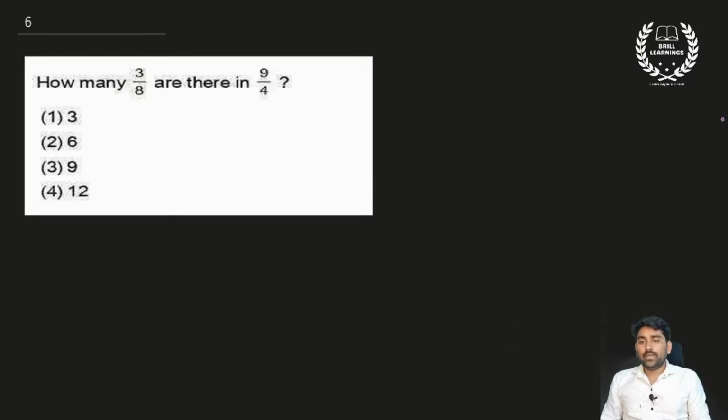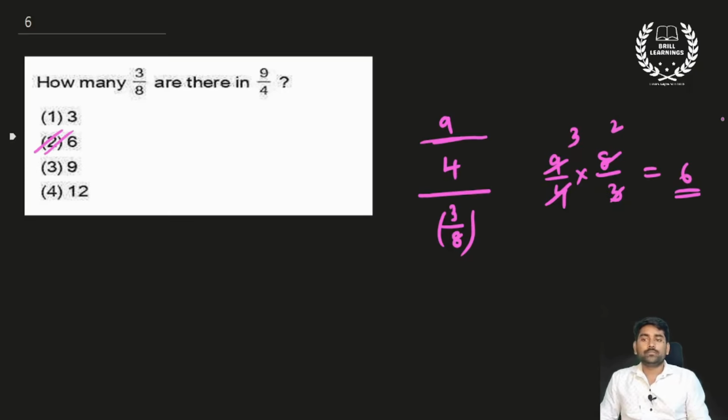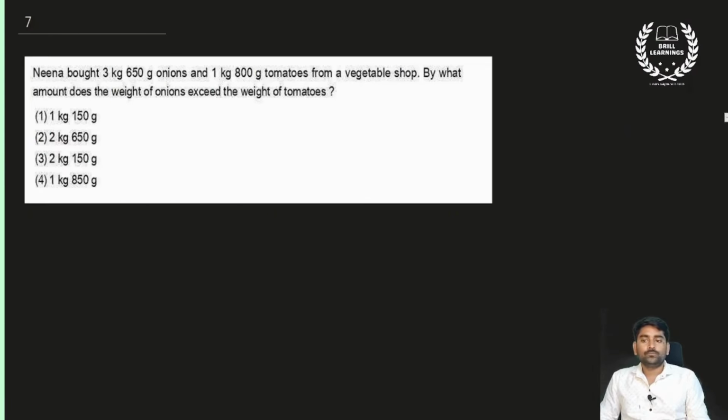How many 3 by 8s are there in 9 by 4? Total we have 9 by 4 value. Out of this value, how many 3 by 8s are there? Okay, have to write in this form. So 9 by 4 into 8 by 3. 3 ones are 3, 3 3s are 9, 4 ones are 4, 4 2s are 8. So total we have 6 3 by 8s in this number. So second one is the right answer. Let's move on to the next question.